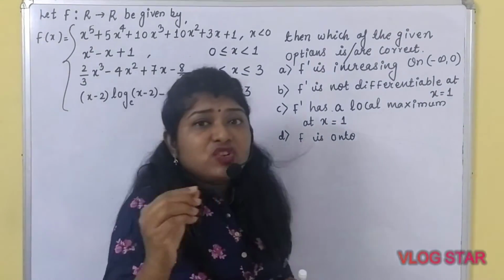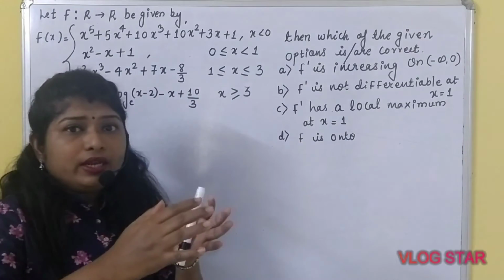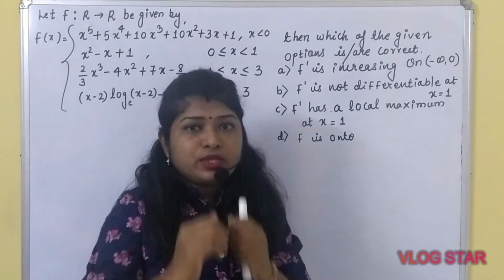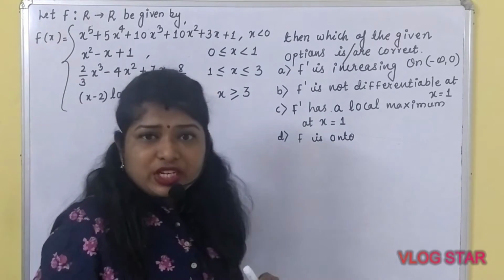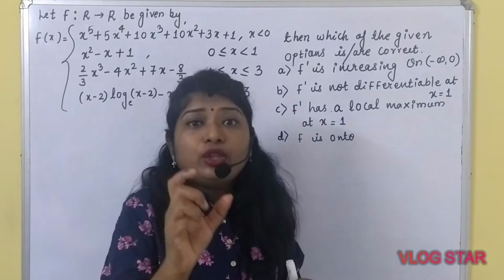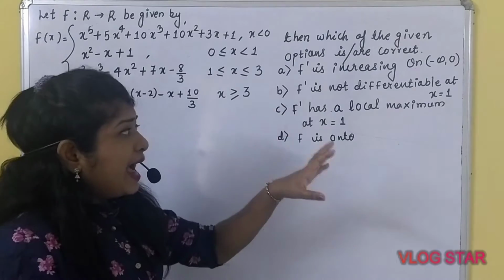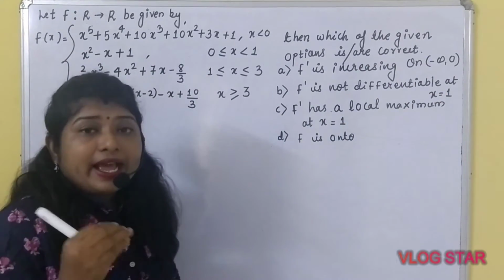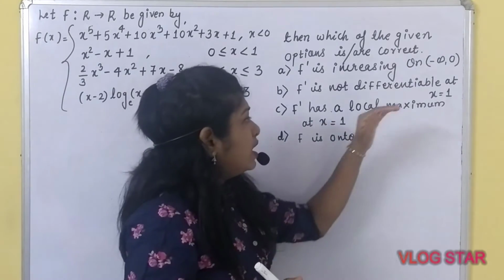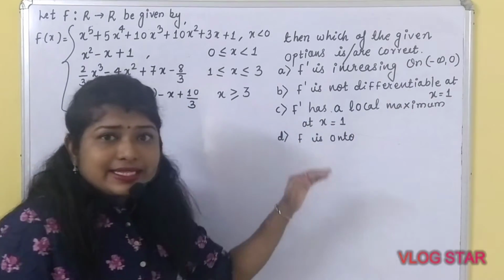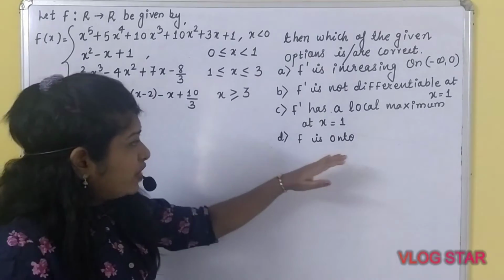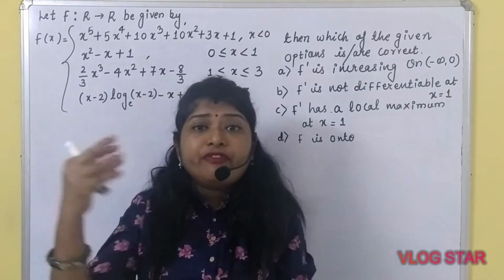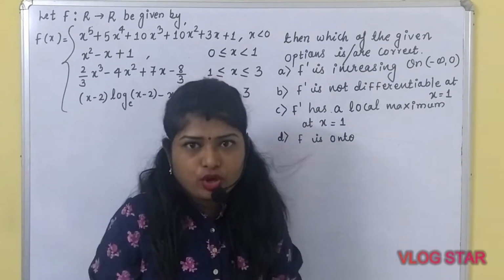Whether f dash is increasing on minus infinity to 0. The second option is f dash is not differentiable at x equal to 1. The third option is f dash has a local maximum at x equal to 1, and we need to find out whether the given function is an onto function or not.